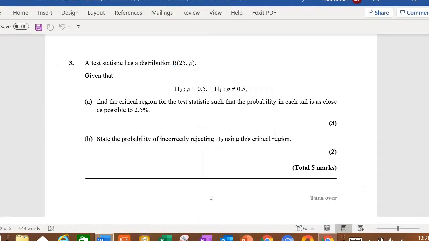It was state the probability of incorrectly rejecting H0 using this critical region. Okay, so what that means, if you're incorrectly rejecting H0, that must mean H0 was correct, which must mean the probability of p that you have for H0 is correct. And remember, you reject H0 if you fall in the critical region. So let's go back and have a look.